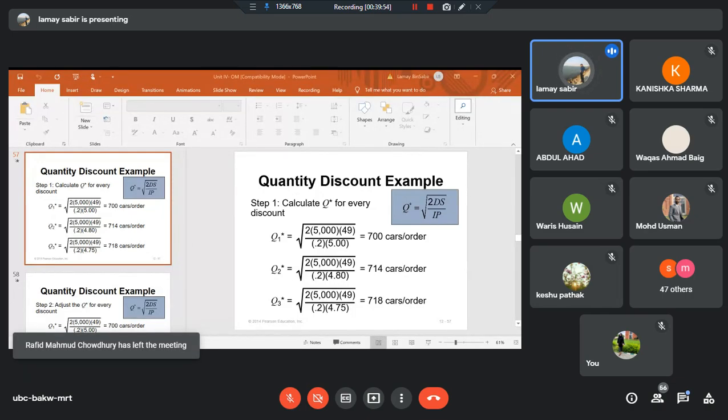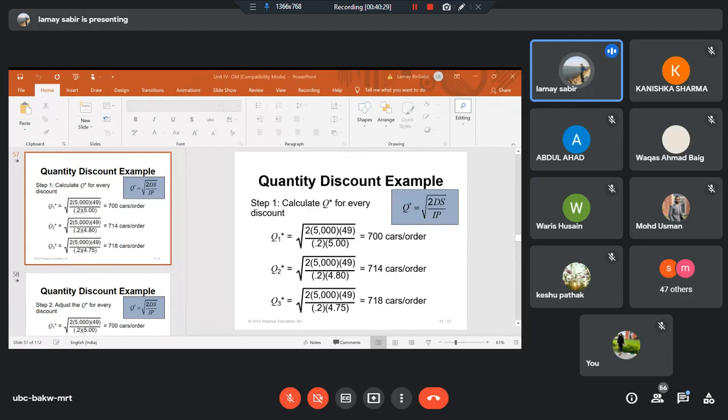Q2, if you see Q2, which is again formula 2 into capital D 5,000 into 49 will remain the same. The only change is in the denominator, because here the denominator is 0.2 of the price. Now when we are taking 0.2 of the price, this time price P is not 5. The price P is the second discounting price, which is 4.80. The order is coming out to be 714. The Q will come out to be 714 cars per order.